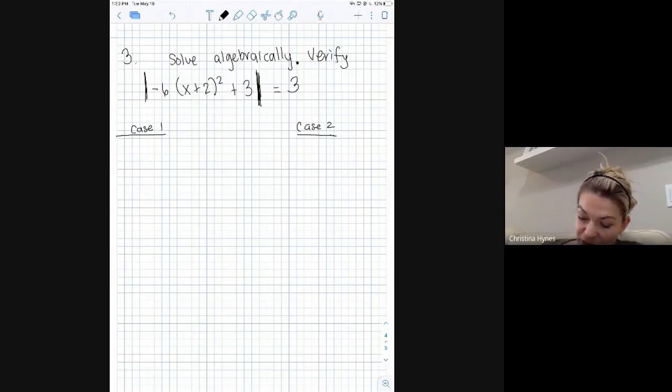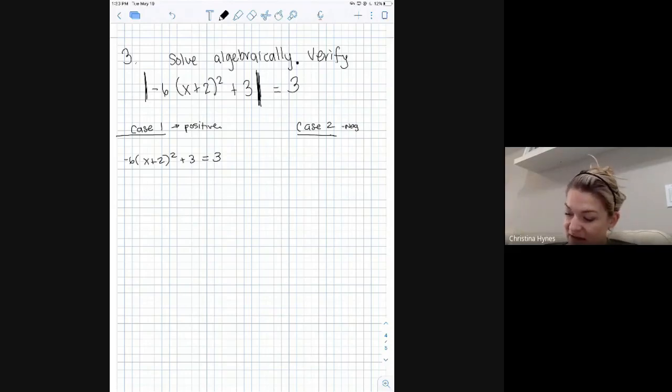Case 1 is where you remove the absolutes and don't change anything. So it's kind of like what you're doing with the piecewise function. Remove the absolutes on the left-hand side and then keep everything else the same. That's like the positive version of the equation. Positives don't change anything, okay?